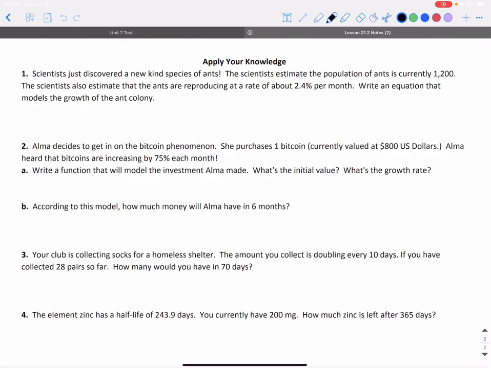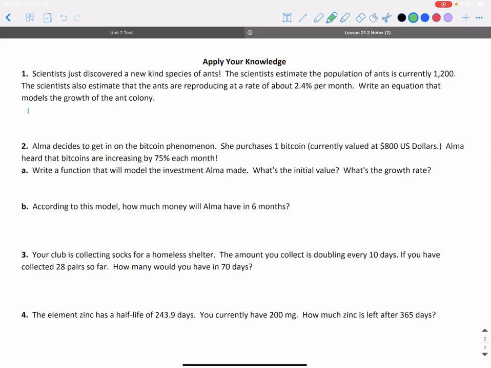On the second page, we're going to apply our knowledge to word problems. So for number 1, scientists just discovered a new species of ant. The scientists estimate the population of ants is currently 1,200. The scientists also estimate that ants are reproducing at a rate of 2.4% per month. I want to write an equation that models the growth of the ant colony.